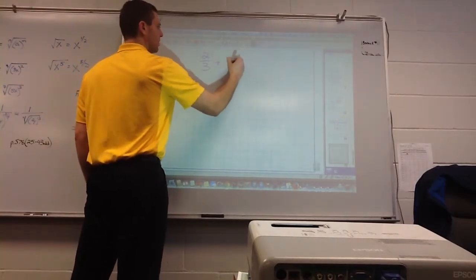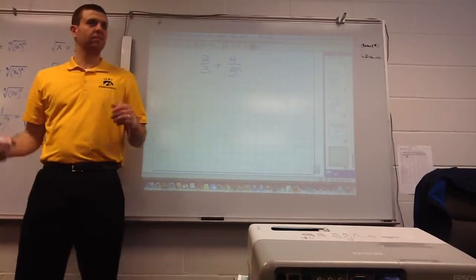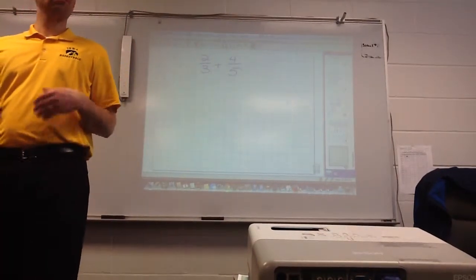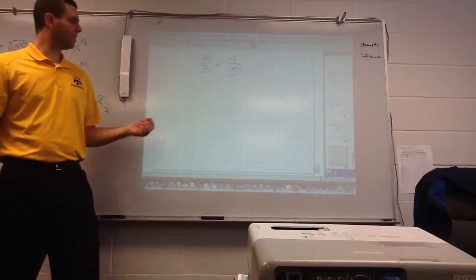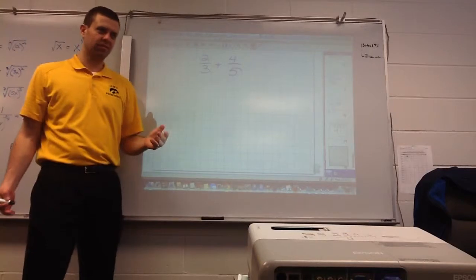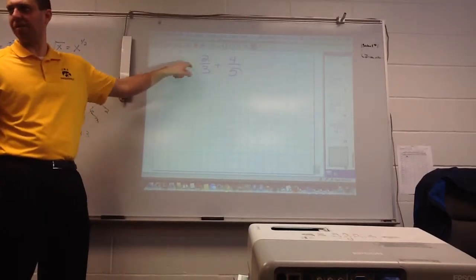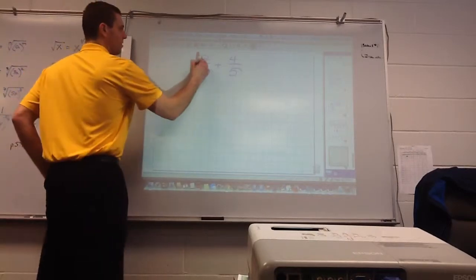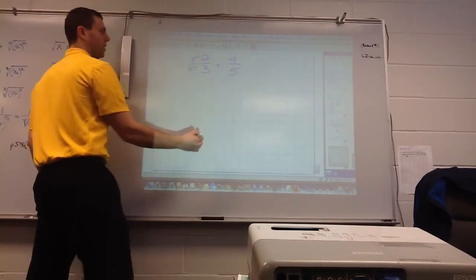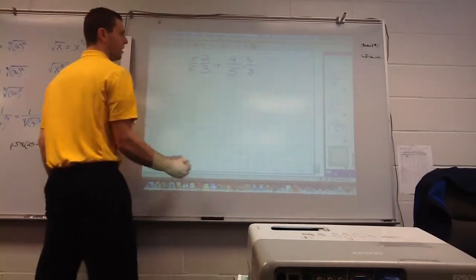2/3 plus 4/5. Can't do it, so you need to find a common denominator. 15. A lot of times you multiply the denominators together, so you got to make both denominators become a 15. So what do you got to do to this fraction? Multiply the top and the bottom by 5. What do you got to do to this fraction? Top and the bottom by 3.